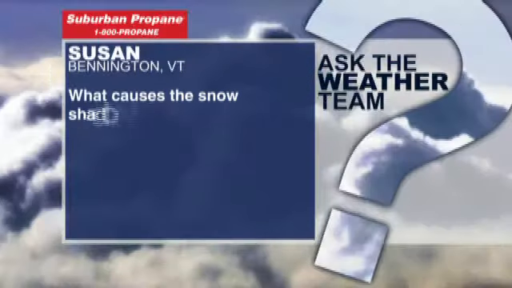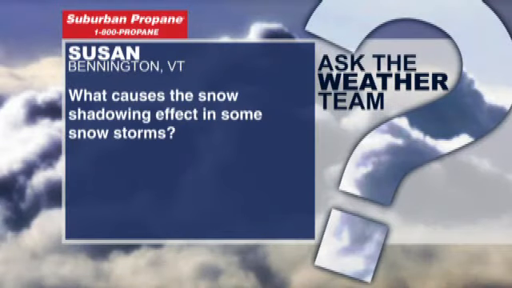And Wednesday evening is Suburban Propane's Ask the Weather Team night, and tonight's question comes from Susan in Bennington, Vermont. Susan wants to know what causes the snow shadowing effect in some snowstorms that we typically see in the valleys. Well, Susan, it all has to do with wind direction and the local terrain.